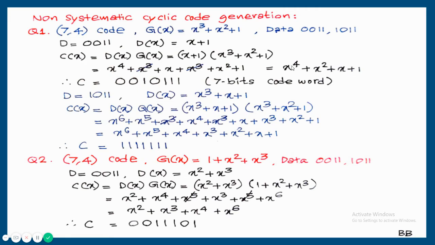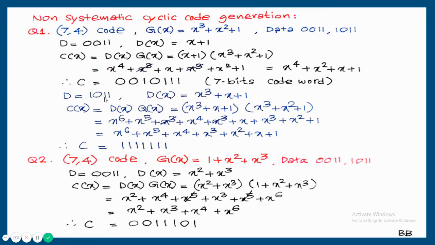Total 7 bits are needed. For getting 7 bits, the maximum degree of the polynomial should be 6. So we'll start with x raised to 6. There is no x raised to 6, so 0. No x raised to 5. X raised to 4 is there, so 1 is written. No x cube, x square, x and 1. So a 7 bit code word is generated. And you can see the first 4 bits are not data bits. That is the requirement for a systematic cyclic code, but here we are generating a non-systematic cyclic code, so we are not expecting the first 4 bits to be data bits.